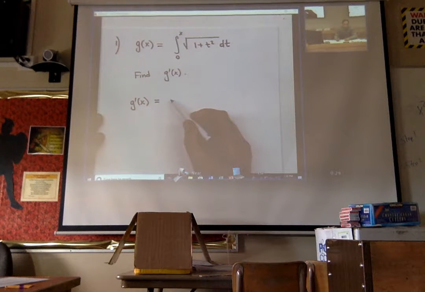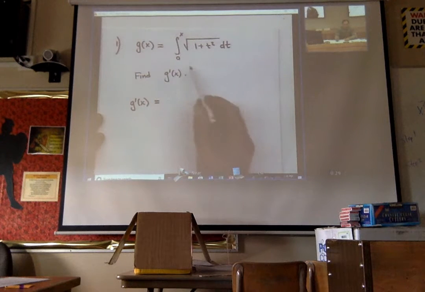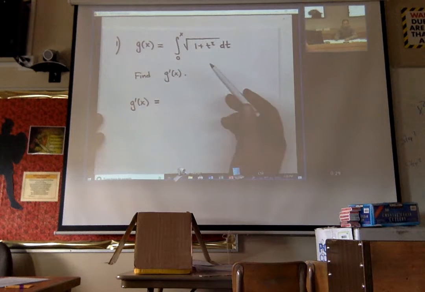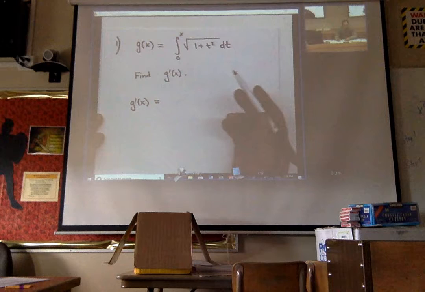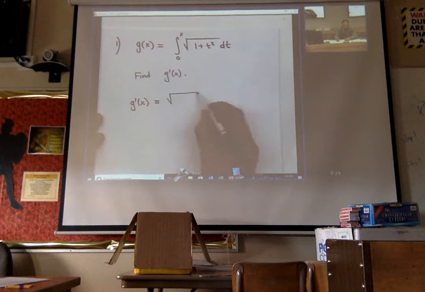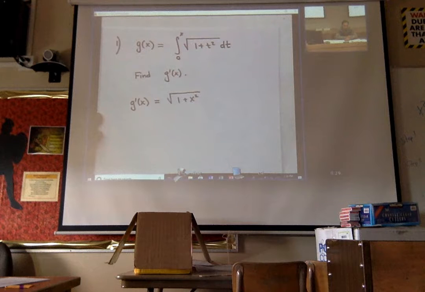Well, what that means. Here's your f function, right? But it says f of x. So what's the answer? Square root of 1 plus x squared? Square root of 1 plus x squared, and you're done. That's all you have.